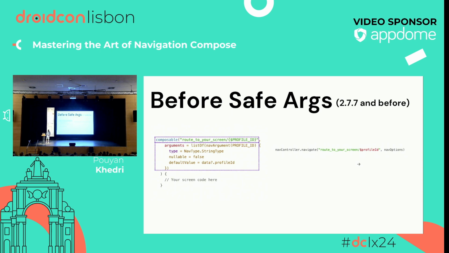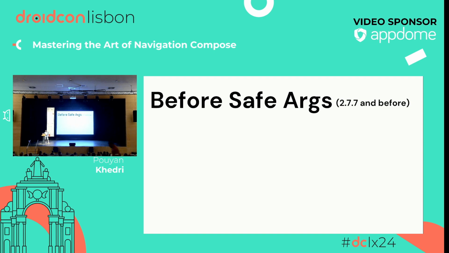So what is wrong with this? There are a few problems with this, in my humble opinion, of course. Some might not find it problems, but the first thing is that having string roots is really error-prone. So imagine that we have a composable like this. We have this root to our screen, /1 argument. Then we navigate using navController.navigate, passing the same root and the data we have. Whenever we want to navigate, we need to basically type the same root, and typing it is error-prone.